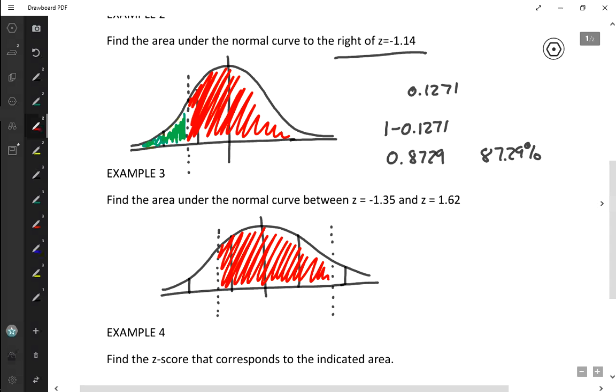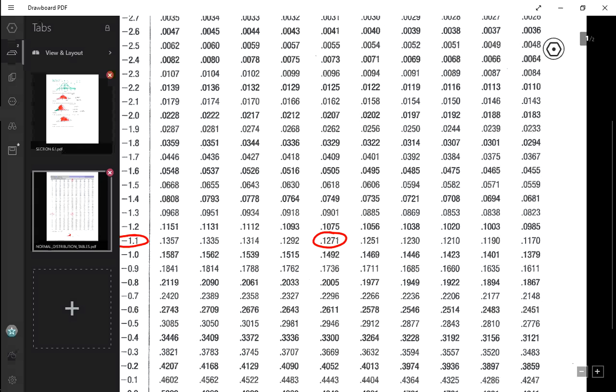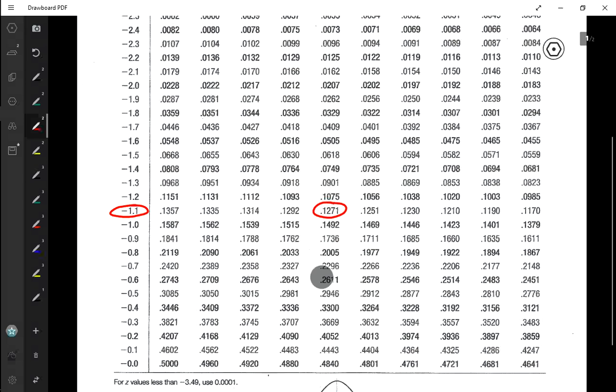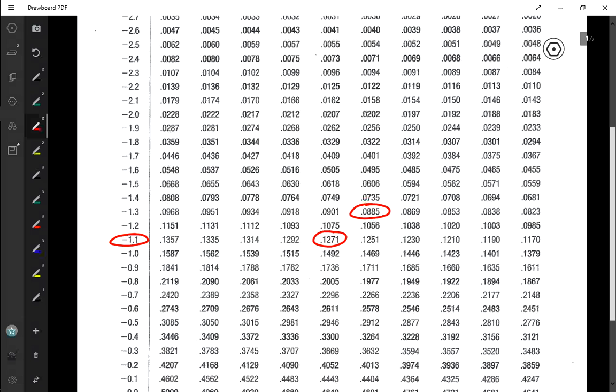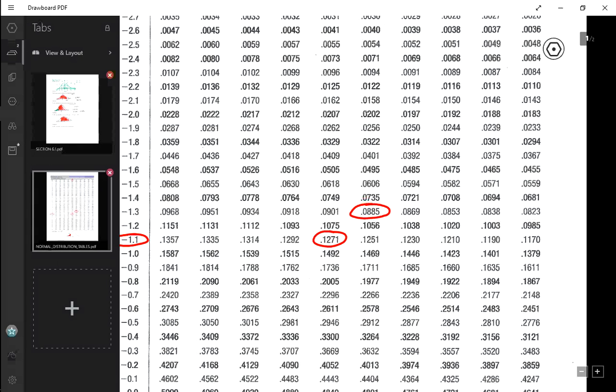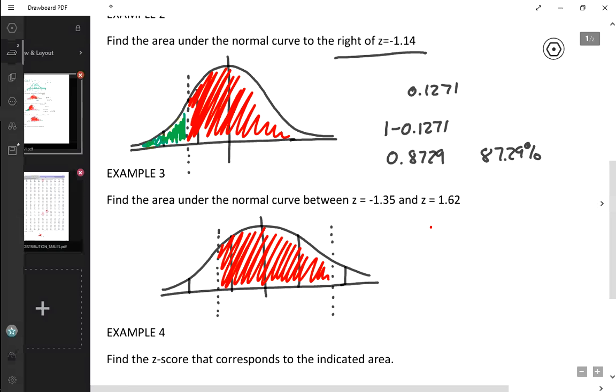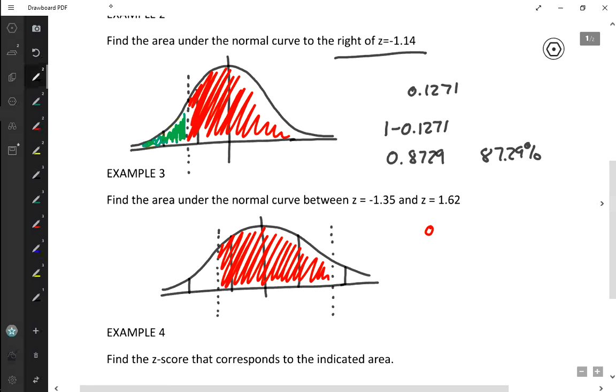So let's go ahead and look for those values. Negative 1.35. Back to our tables. Negative 1.3. This was the 4, so negative 1.35. That takes me to that right there. 0.0885. So that's the area related to that z-score.